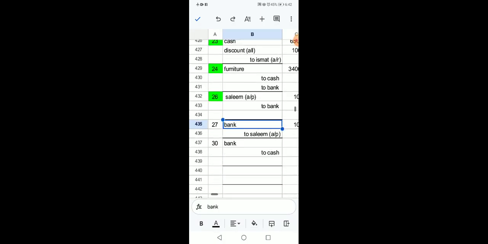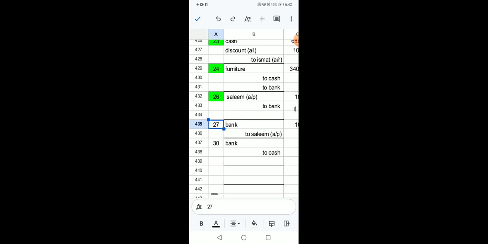Alright, the 27th entry had only one element. Bank has been posted. Entry number 27 is completed. It's okay. Now mark it as done.